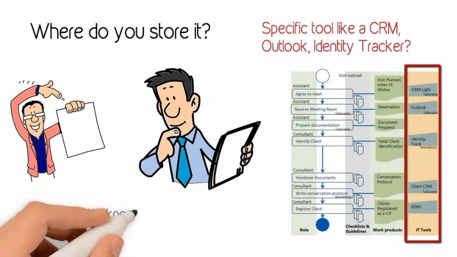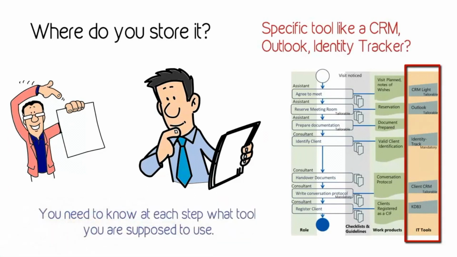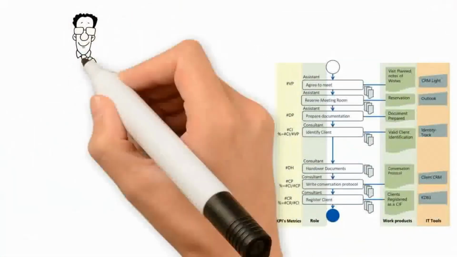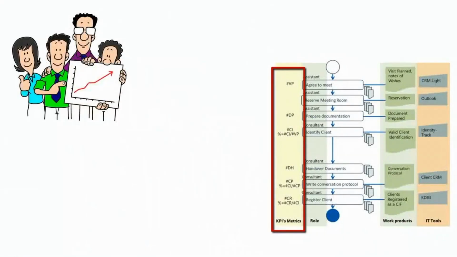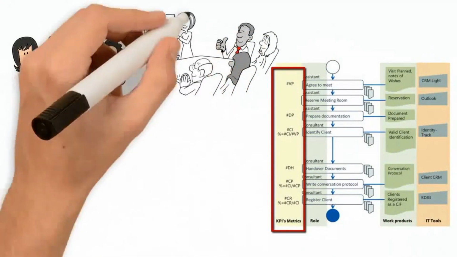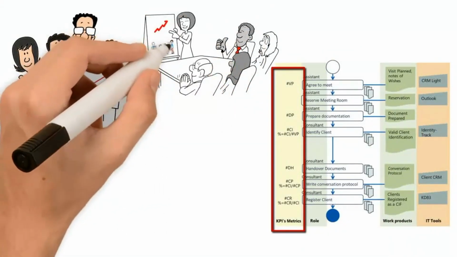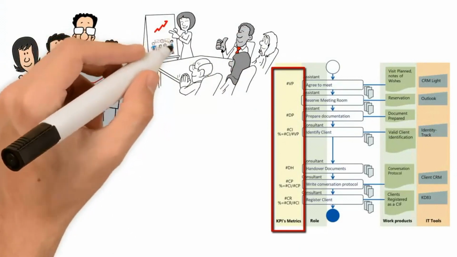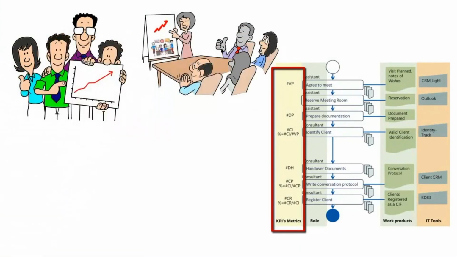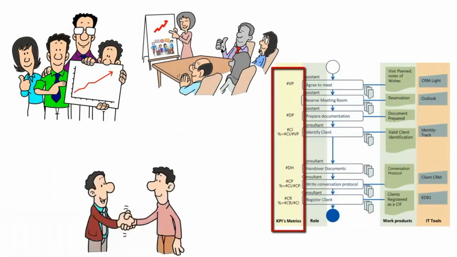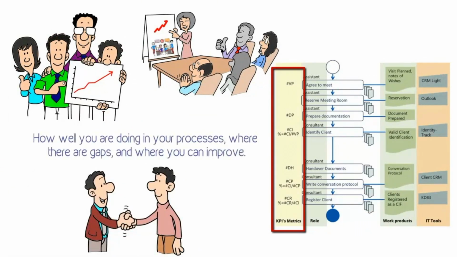You need to know at each step what tool you're supposed to use. To improve your work, you need metrics. Start with simple metrics and count the work products, such as the number of visits planned and clients identified, then put them into relation. With that, you find out your success rate, how well you're doing in your processes, where there are gaps, and where you can improve.